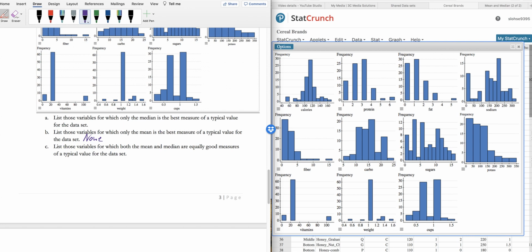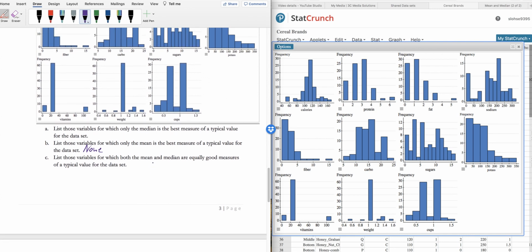C lists those variables for which both the mean and the median are equally good measures of center. So that's going to be our data sets that have a fairly bell-shaped distribution without outliers. Why don't you go ahead, pause the video, take each one of your variables and put them in either one of these categories, just the median or both the mean and the median are equally good, and then we'll take a look at our choices.